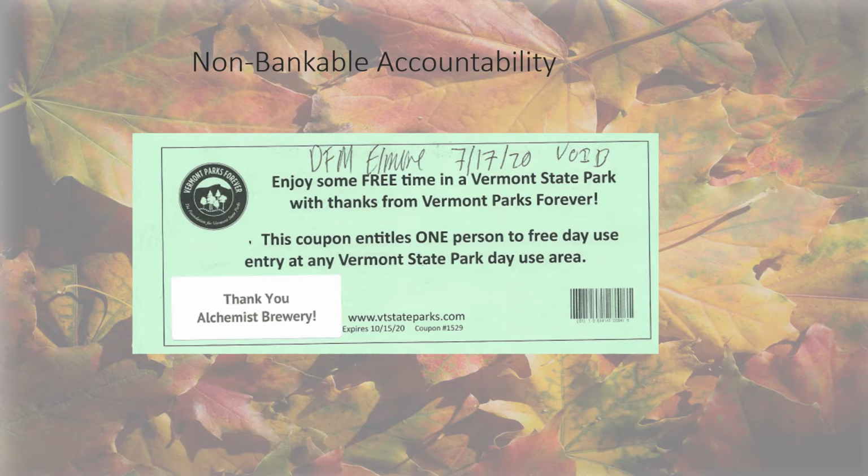The reason for this is to make sure that when we are reconciling non-bankable activity, that we are doing so accurately. This particular coupon on the screen entitles one person to free day use entry at any Vermont state parks. We can see that it was used at Elmore. However, in looking at this coupon, it isn't clear whether this coupon was used for a child entry or an adult day use entry. So we ask that you do put the value on there.